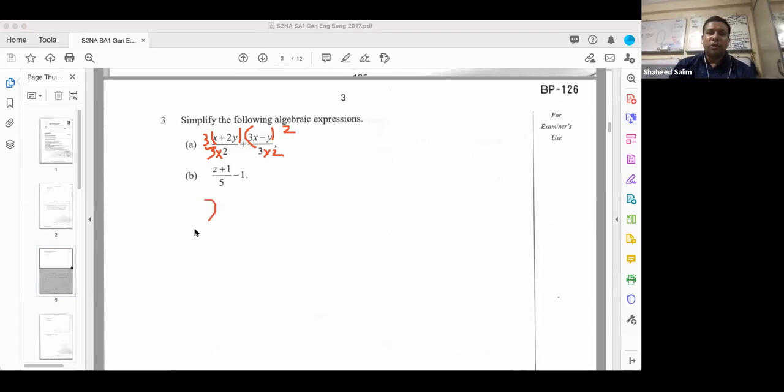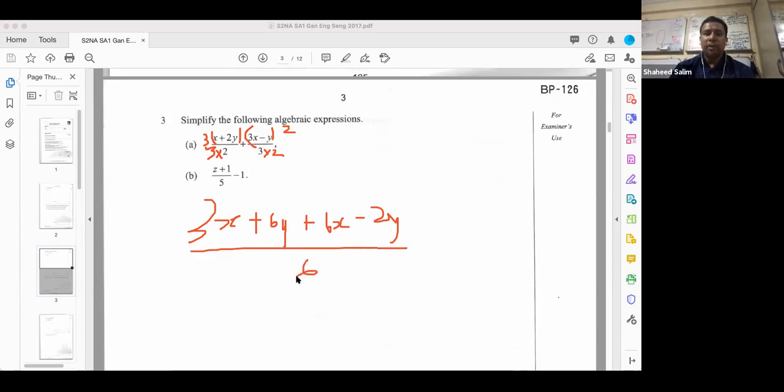All right, so I'm going to show you very quickly, okay? I just times it down here. You can see 3x plus 6y. And then down here times that 2. 2 times 3 is 6x. Then 2 times minus y is minus 2y. Now, this is over 6. I can put it all under one denominator.